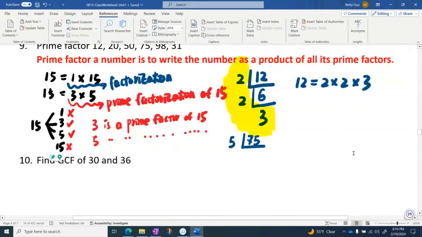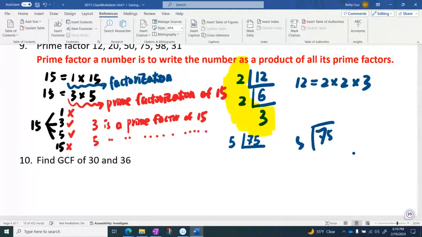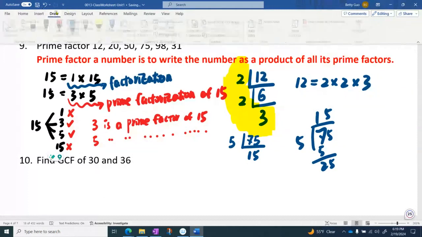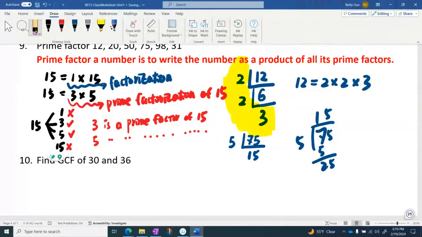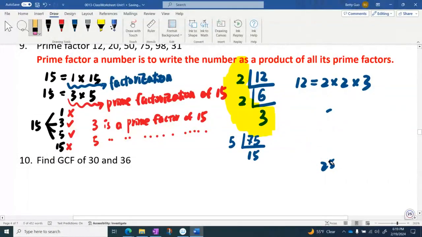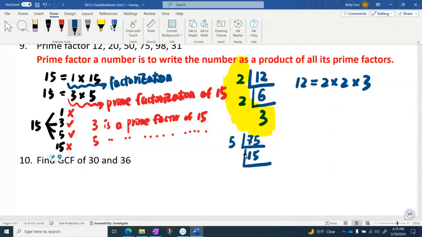Divide 75 by 5. I have 15 as the quotient. 15 obviously is not prime. Then we're going to keep going. Draw another stair, big L. And 15 has 5 as the last digit as well. So 15 has 5 as prime factor. And divide 15 by 5, we have 3. And 3 is a prime. So the process is done.